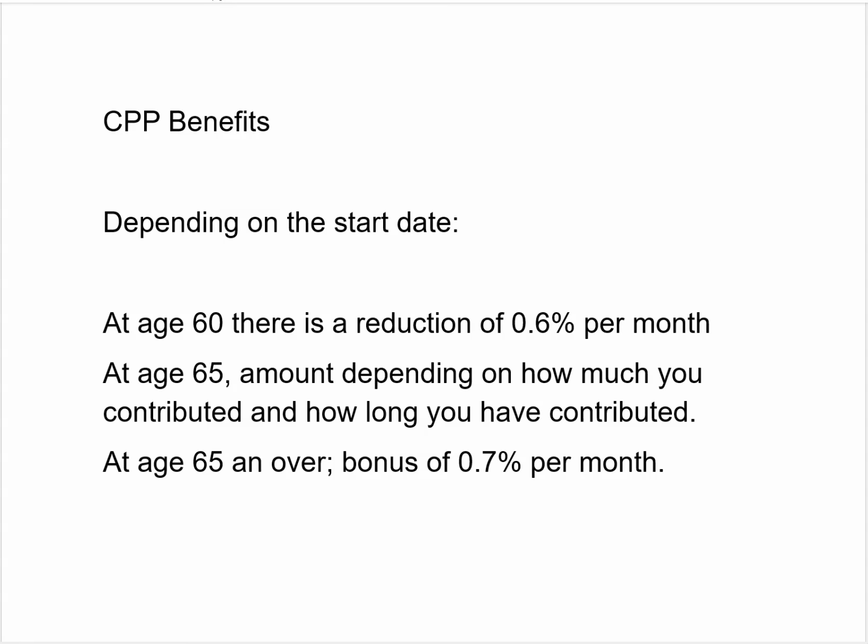Depending on when you start withdrawing from your CPP, the amounts are not the same. There is a reduction under the age of 65 equal to 0.6% per month, starting at the age of 60. And there is a bonus after the age of 65 of 0.7% per month, which could become interesting. Now, the amount that you're receiving at the age of 65 depends on how much you've been contributing and how long you have been contributing to the plan.